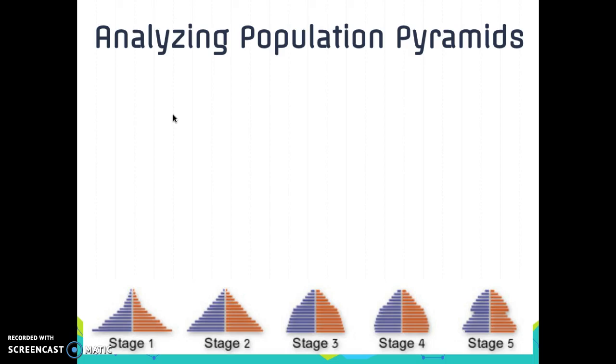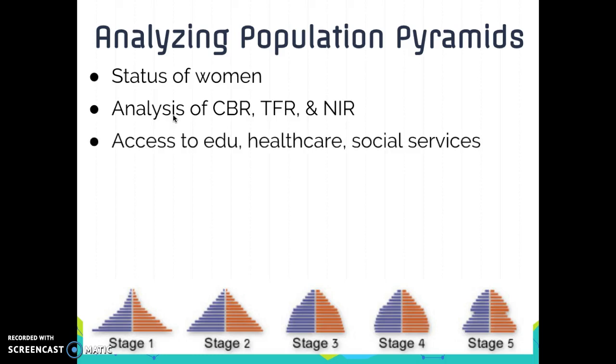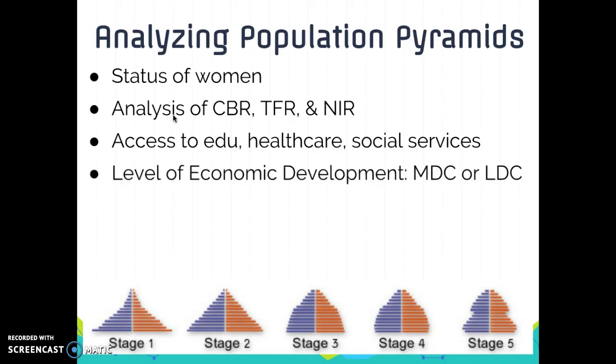And so what we're really going to do is identify the stage of the DTM, or identify essential things on the population pyramid that hint to us some demographic information. So first of all, we're going to be able to tell the status of women in that country, as well as analyze the crude birth rate, total fertility rate, and natural increase rate. We'll be able to infer the population's access to education, healthcare, and social services, as well as the level of economic development of this particular country that we would be looking at.